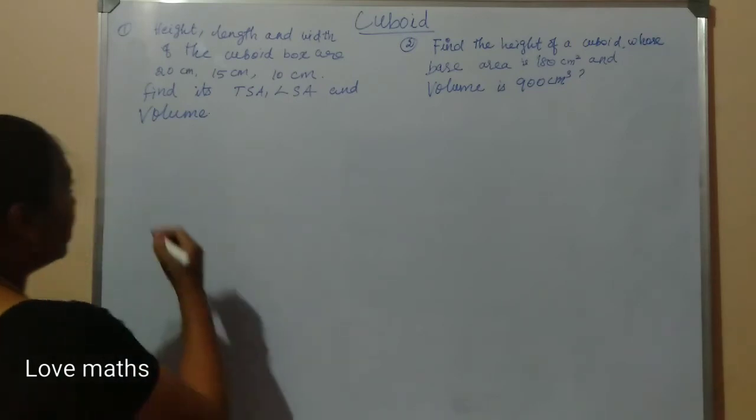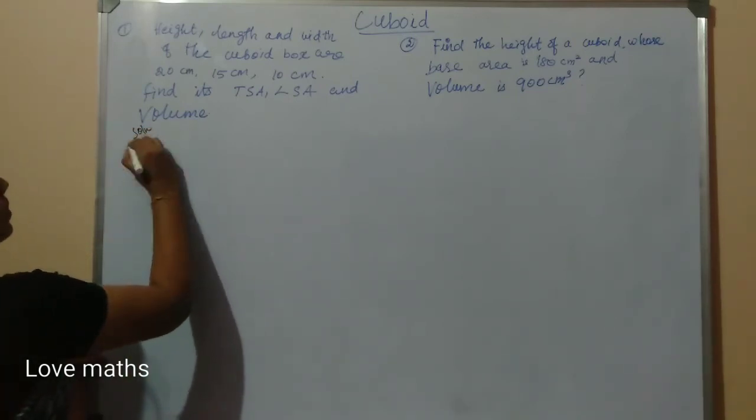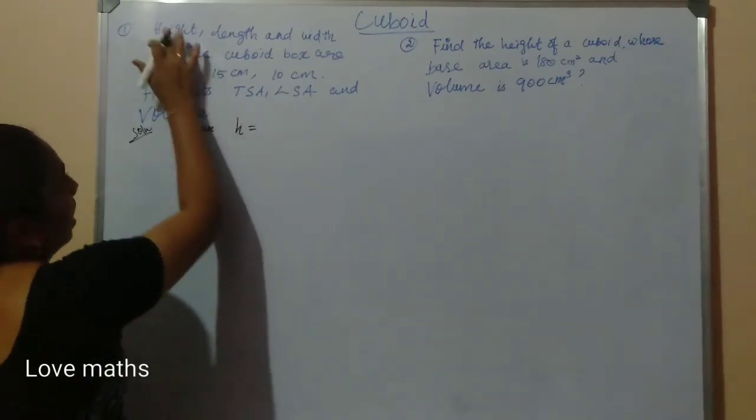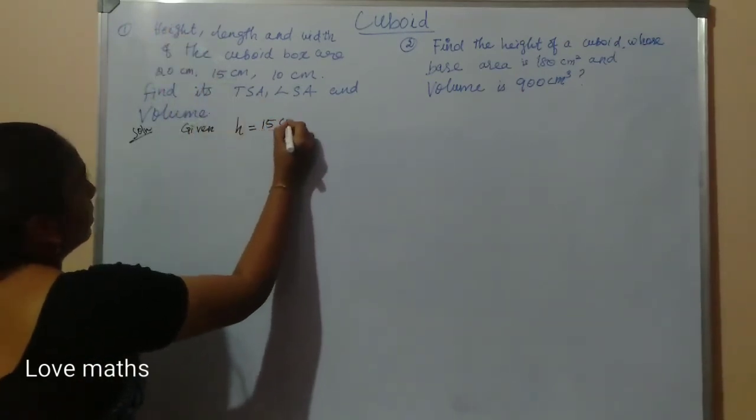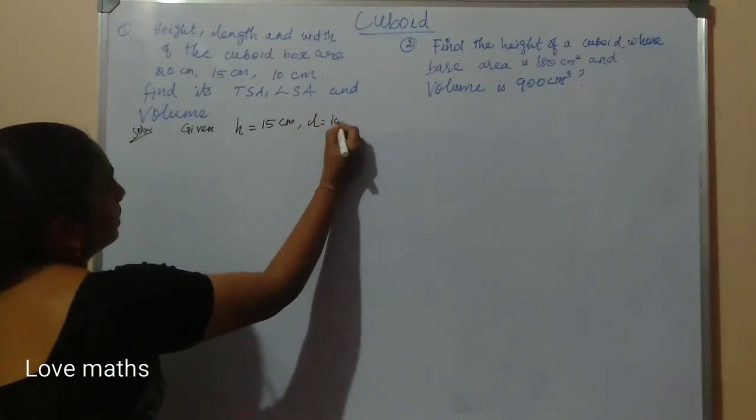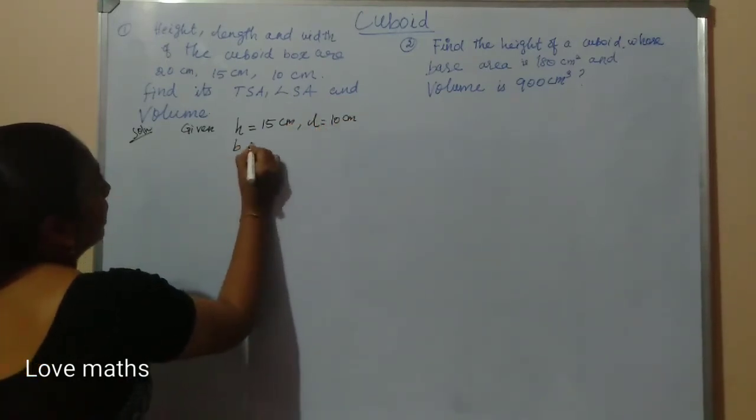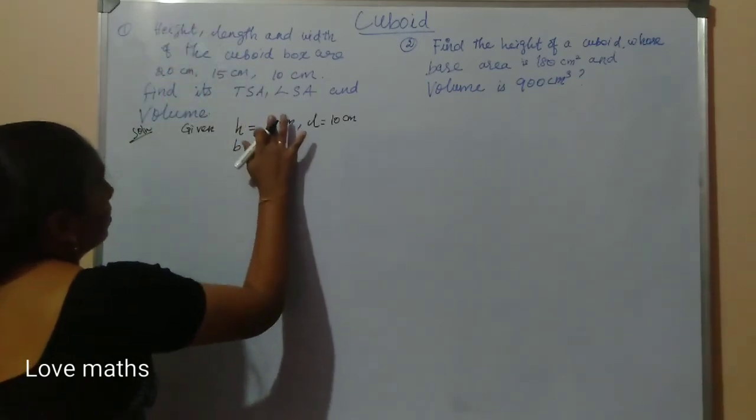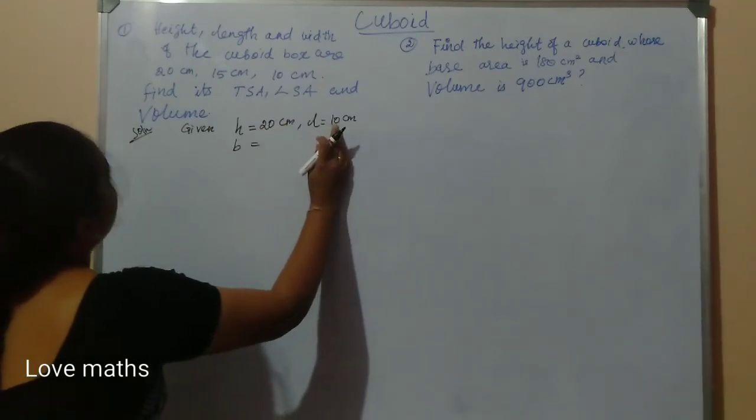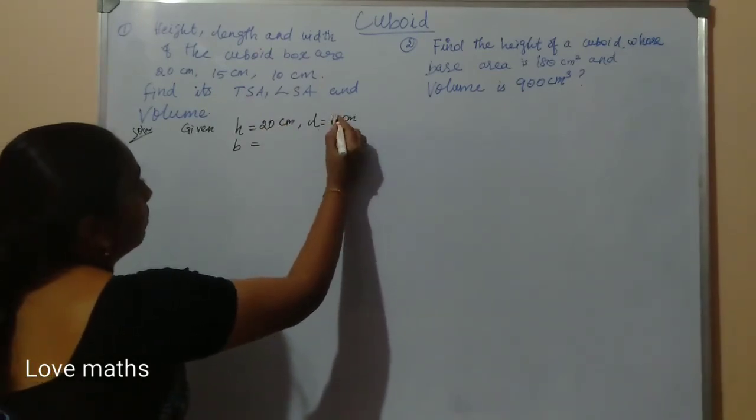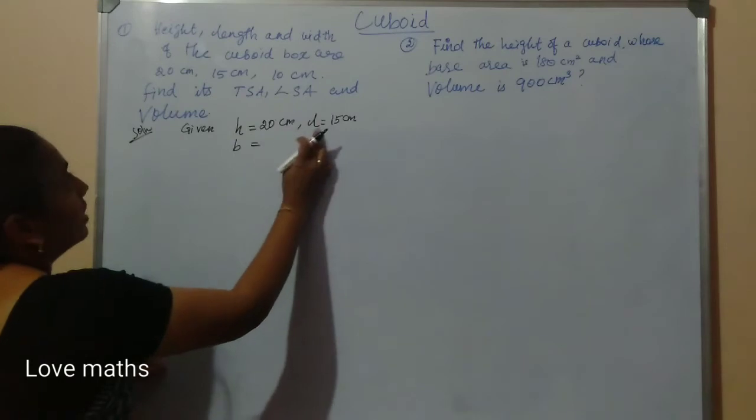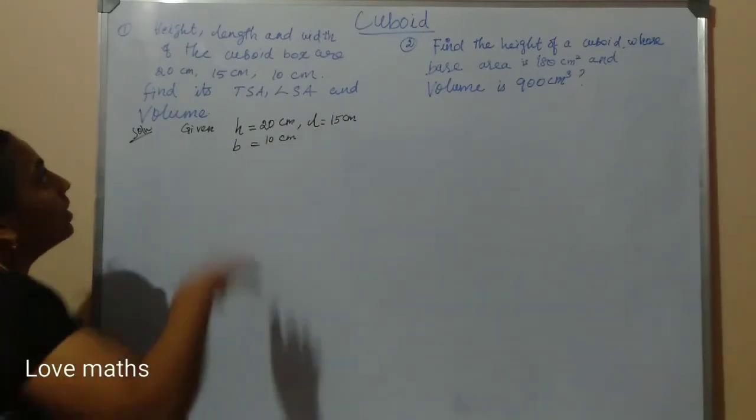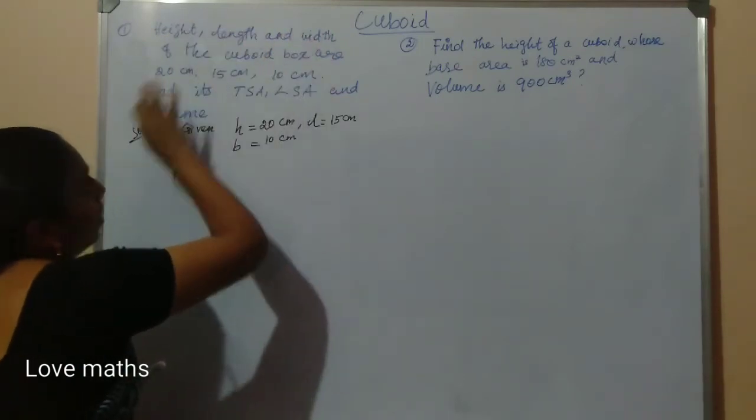So first you should write the given. In the solution, what is the given? Height denoted as H is 20 centimeter, length is 15 centimeter, and width is considered as breadth, 10 centimeter. Sometimes we make mistakes like this, taking the measurements wrong, and everything will be wrong. So height is 20, length is 15, breadth is 10 centimeter. Okay, what is the order they have given? You should follow the same order.